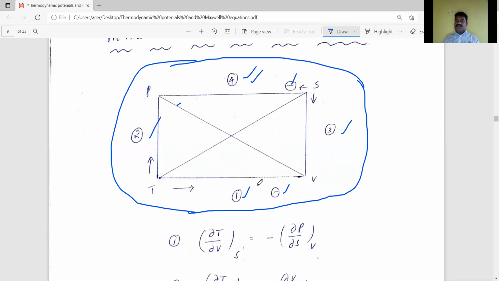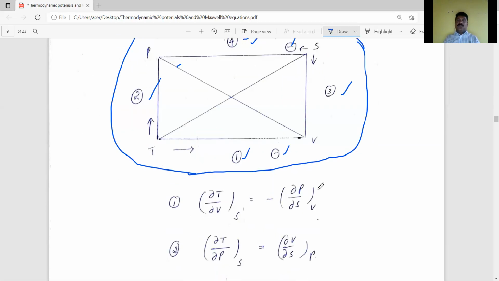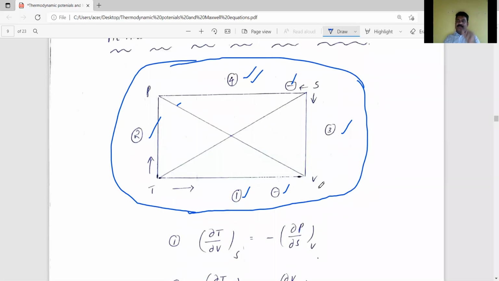After that, every side should be given a number 1, 4, 2 and 3, and the numbers 1 and 4 should be shown with negative signs. After that, the arrow marks should be directed like this at S and at T. After that, we can write every Maxwell equation very easily.